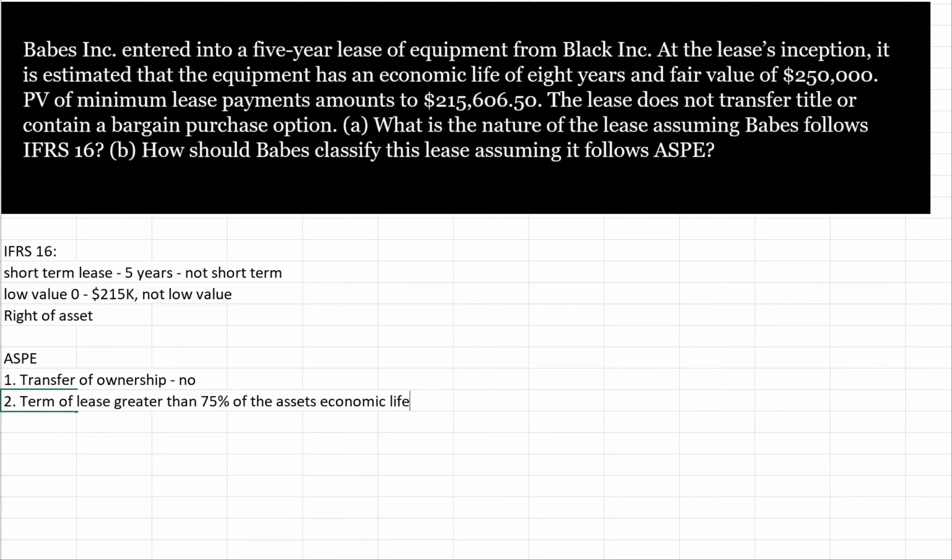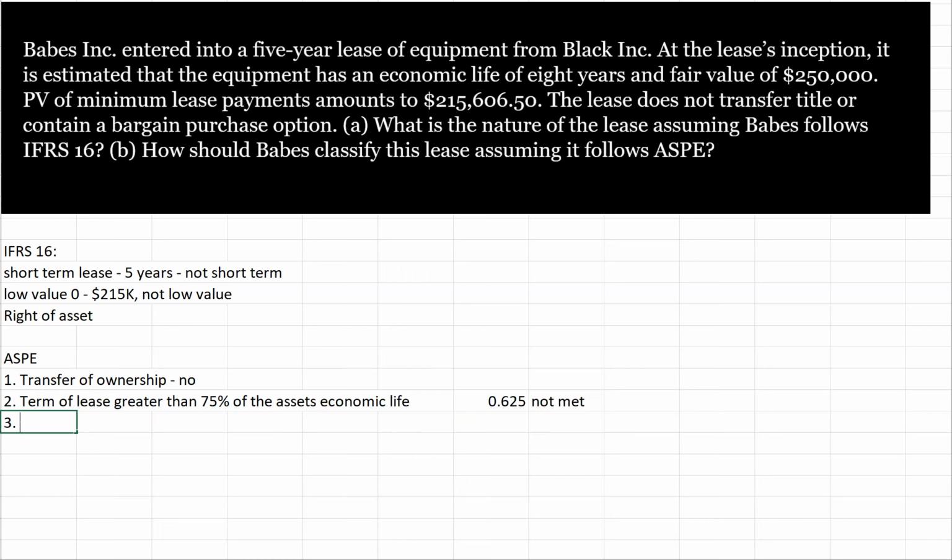Here the equipment has an economic life of 8 years, and we are leasing this for 5. So it's going to be 5 years over 8 years, which gives me 5 over 8. 5 divided by 8 is going to give me 62%. So no, not met, not greater than 75%.